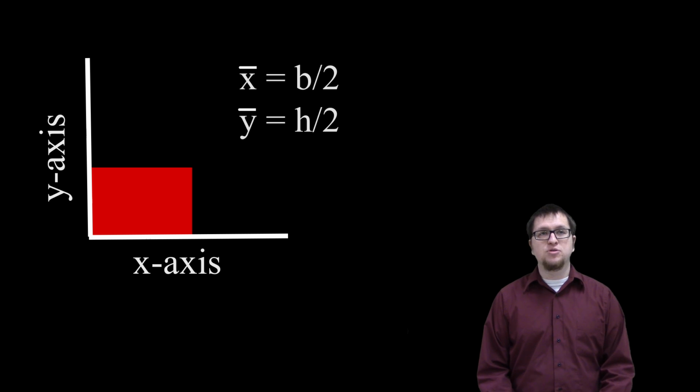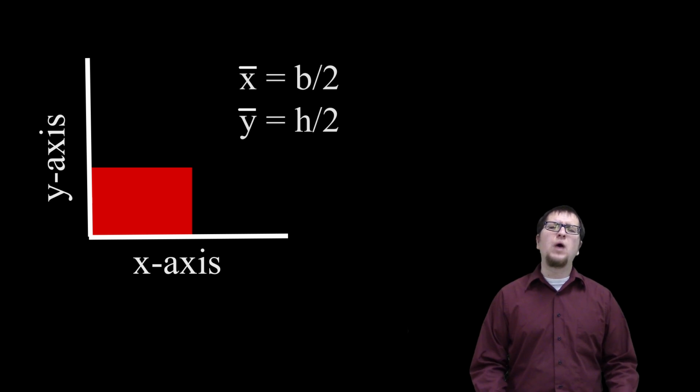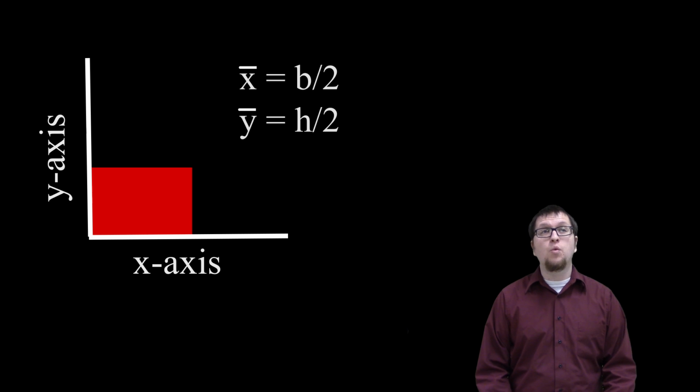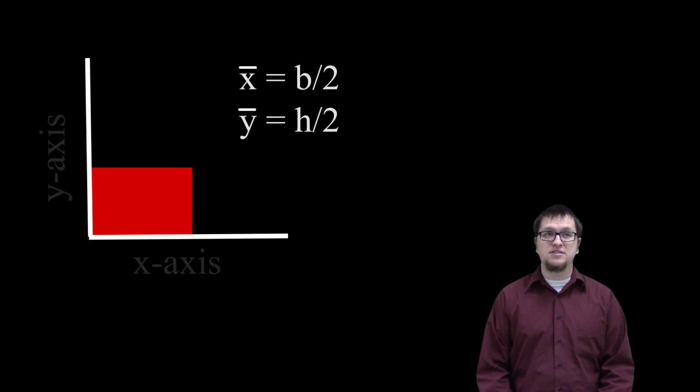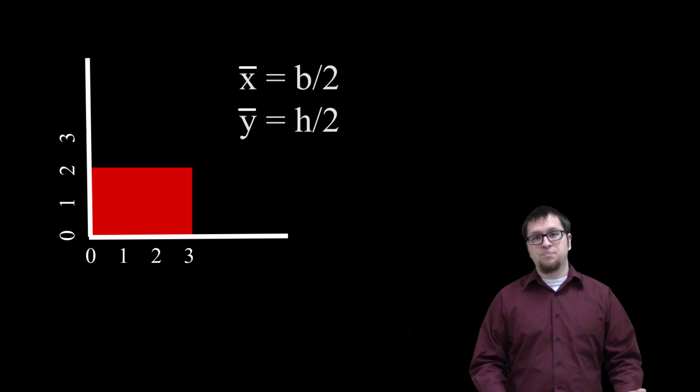Now, what do those variables stand for? Well, the x and the y with a line above it stand for centroids. Think about it. If the centroid exists in 2D space, we need to have an x-coordinate for it, where it is along the x-axis, and a y-coordinate for it, where it is along the y-axis. And that's why we have these two equations here. So to find where the centroid is along the x-axis, we're going to use the first equation. X with a line over it equals b divided by 2. B stands for base.